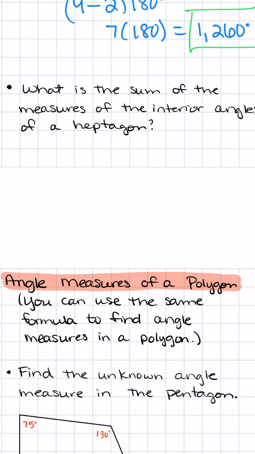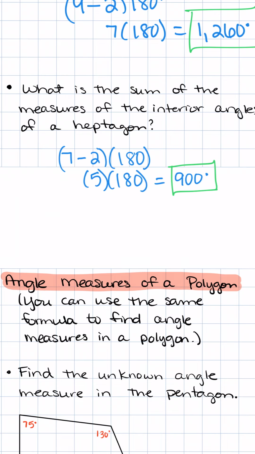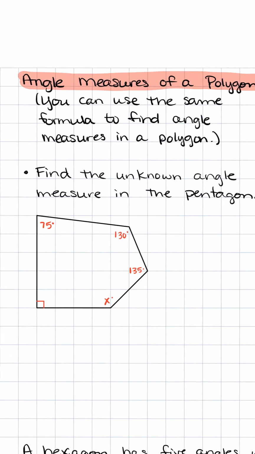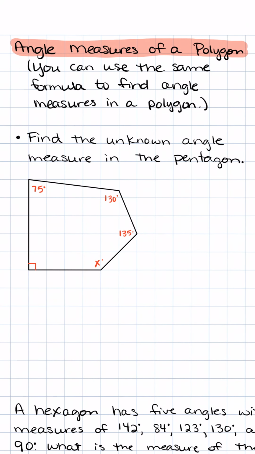So try this one on your own. What is the sum of the measures of the interior angles of a heptagon? You should have gotten 900 degrees. You took 7, the number of sides of a heptagon, subtract 2, multiply by 180 equals 900 degrees. So, angle measures of a polygon: you can use the same formula to find angle measures in a polygon.